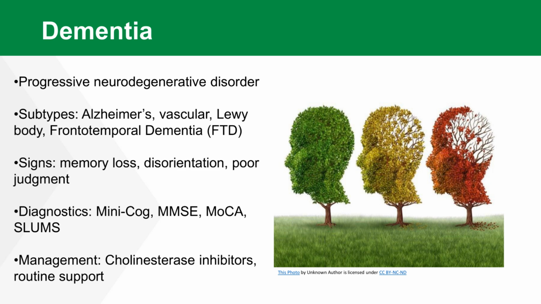Dementia is a progressive neurodegenerative disorder that has a number of subtypes. Signs of dementia include memory loss. Typically short-term is worse than long-term memory. There is disorientation and poor judgment. Tests that are helpful to screen for dementia and to help with diagnosis are the Mini-Cog, as well as the Mini Mental Status Exam, MMSE, the Montreal Cognitive Assessment, MoCA, and the St. Louis University Mental Status Examination, SLUMS. Current management relies on cholinesterase inhibitors and routine supportive care.